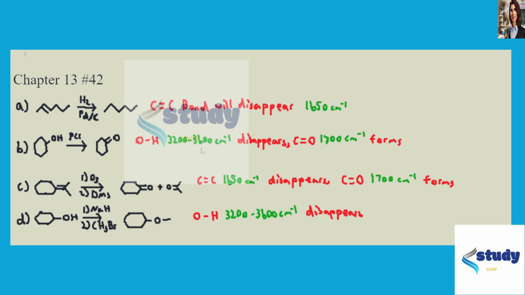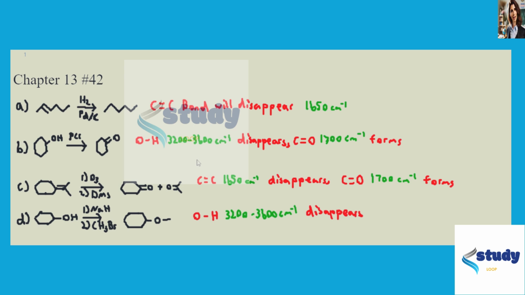For B, similarly, we're going to see the OH bond at 3200 to 3600 wave number disappear. And then this time, there's a distinguishable new functional group forming. And so we'll see the carbon-oxygen double bond form at 1700.